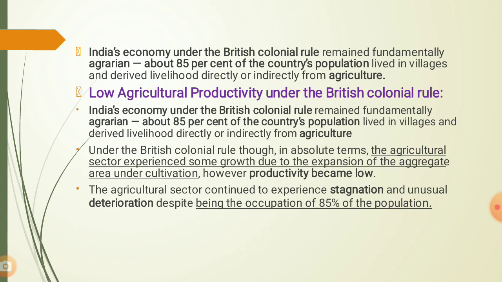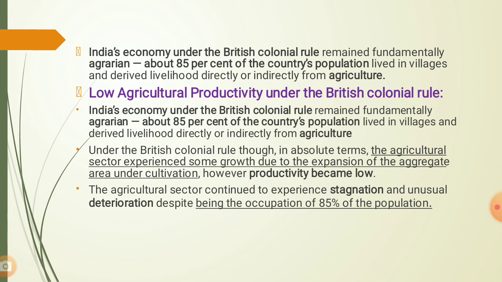Now we'll look at the state of Indian agriculture under British colonial rule. Let's talk about productivity. What is the meaning of productivity? Productivity is how much output you can produce per hectare of land. If you have a piece of land, how much output you produce with that piece of land is the productivity of that land. Suppose there is a land of 100 square meters and the output produced from it is 1000 kilograms of wheat, then the productivity will be 1000 kilograms per 100 square meters of land.